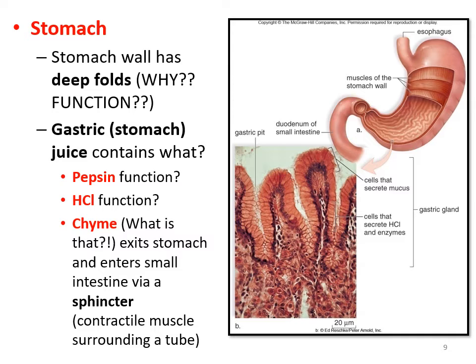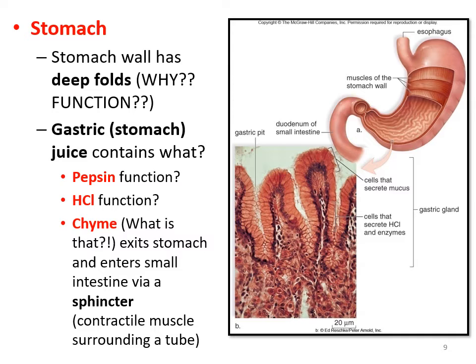Now at this point you have a nice mixture of food and gastric juices, and what we call that is chyme. Okay, so this term here, chyme, that is a mixture of food and gastric juices, and that will now move where it exits your stomach and will enter your small intestine via a sphincter. And you have multiple sphincters inside your body, and even though most people think of their anus sphincter, you have more than one. That term simply means a contractile muscle surrounding a tube. Okay, so that's what's going to happen now.